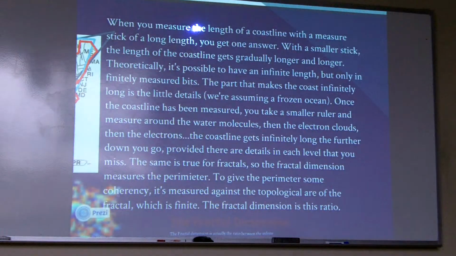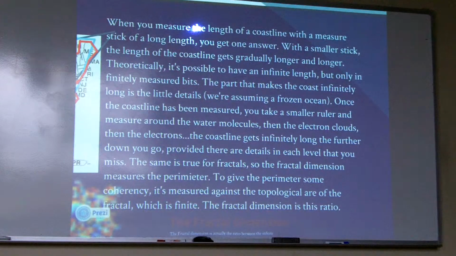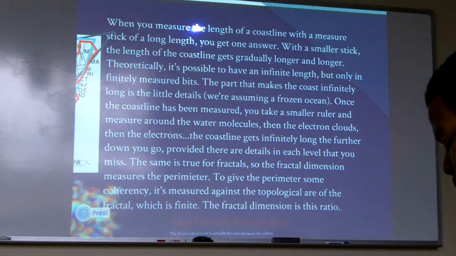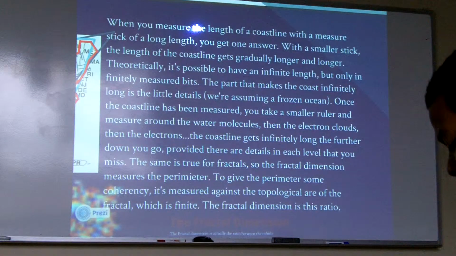And as the ruler gets smaller, the coastline measurement actually gets longer because you can keep measuring around little bits. So long as there are more details, the coastline stretches. The length of the coastline increases towards infinity. And fractals have that same thing going on. So the fractal dimension measures how complex it is.